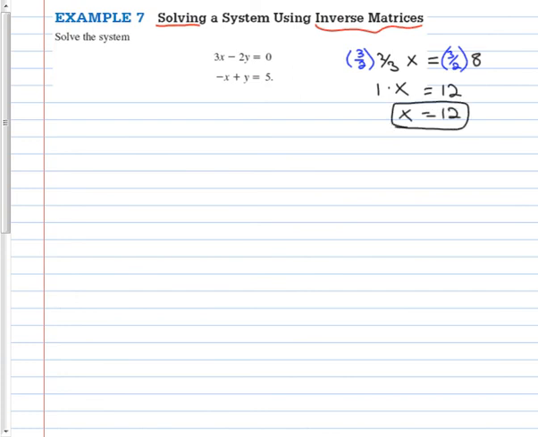Now I wrote that for a minute. That's called the multiplicative identity. When I multiply inverses together, I get the identity. We are going to be doing this with matrices. We are going to write this system of equations as a matrix equation. Coefficient matrix, 3, -2, -1, 1. Variable matrix, xy. Now if I multiply these together, row times column, it would be 3x minus 2y, just like we started, equals the constants out here, 0 and 5.